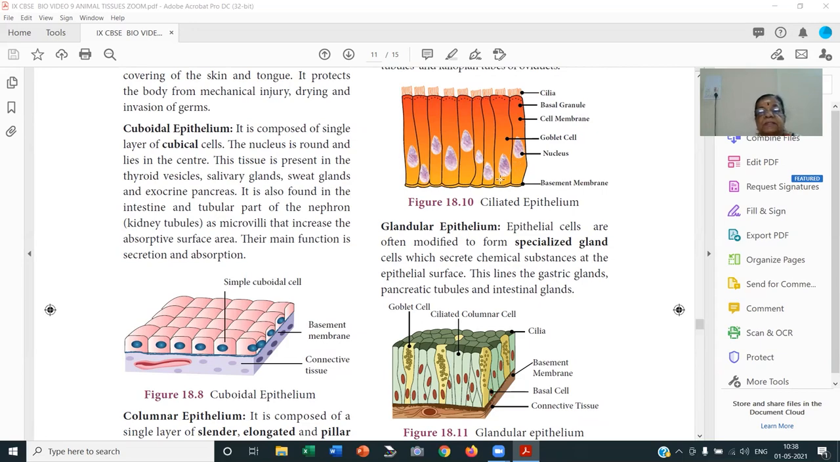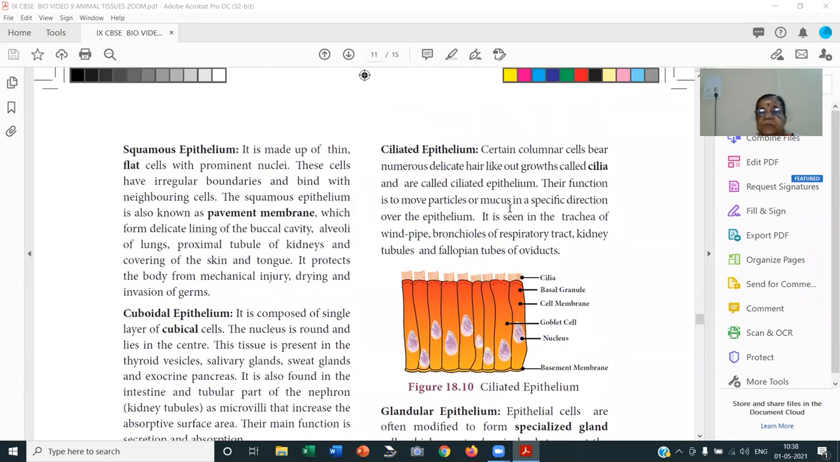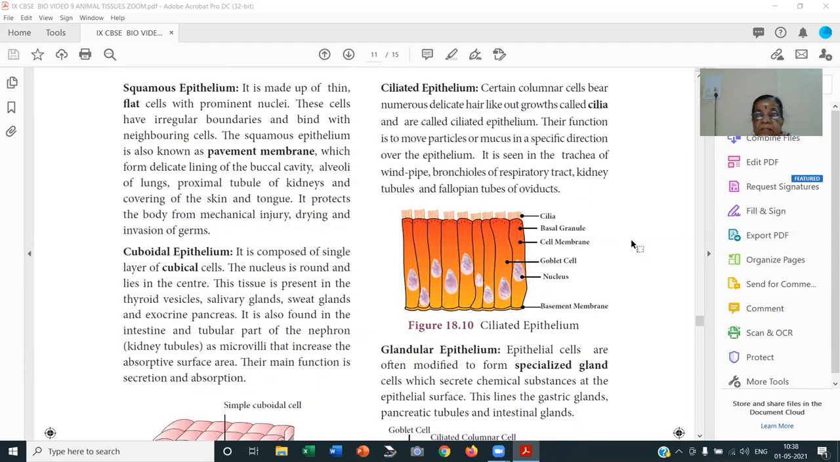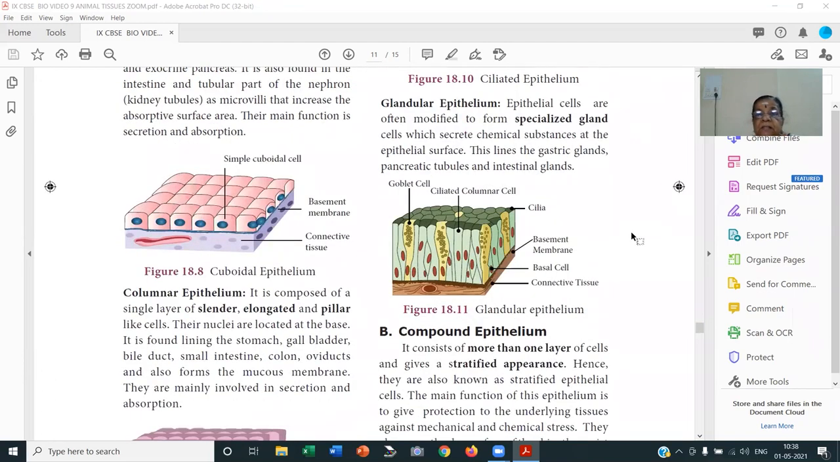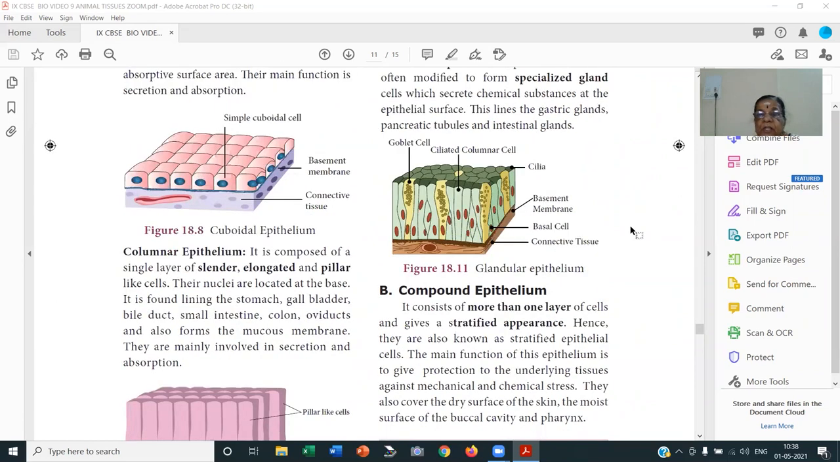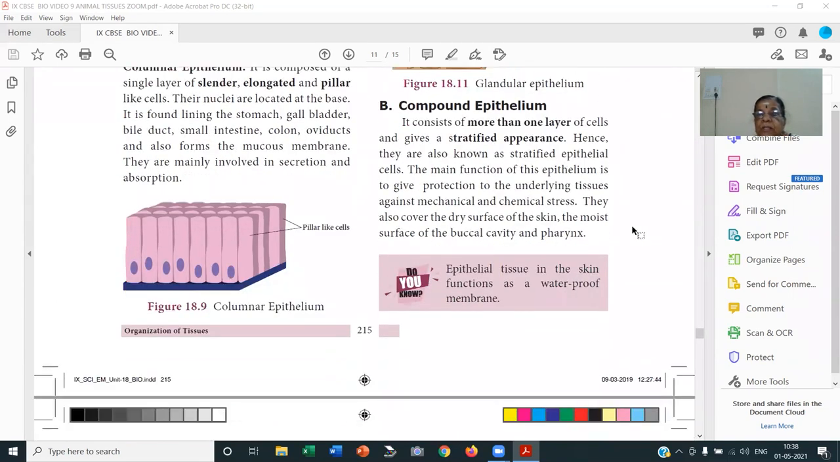Then it is the ciliated epithelium. It is seen in the trachea or windpipe, bronchioles of the respiratory tract, kidney tubules, and fallopian tube or oviduct in the female system. I hope you understand. Then glandular epithelium: ciliated columnar epithelium is present, and goblet cells are meant for secretion. Glandular cells secrete hormones and enzymes. Okay. Next, columnar epithelium, diagram for it.